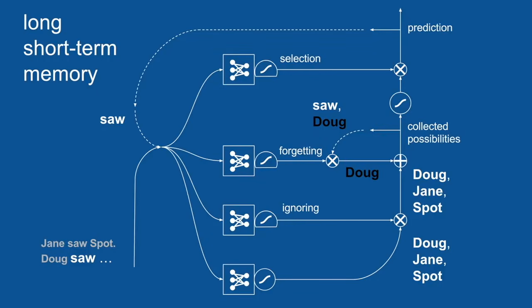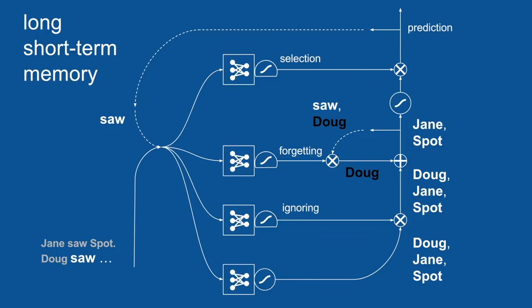But I want to keep any predictions having to do with names. So it forgets saw, holds on to the vote for not Doug, and now at this element by element addition, we have a positive vote for Doug, a negative vote for Doug, and so they cancel each other out. So now we just have votes for Jane and Spot.